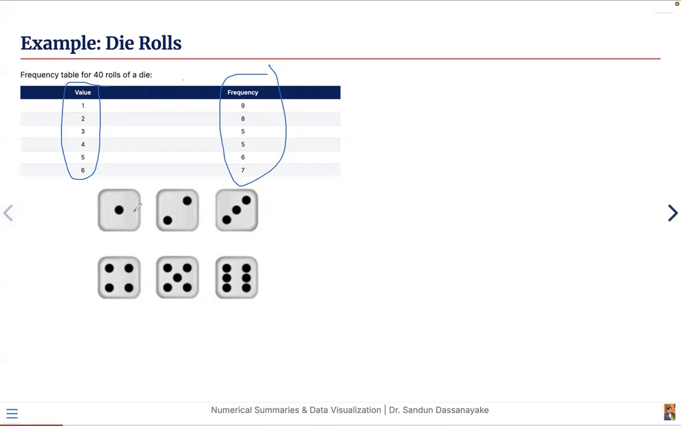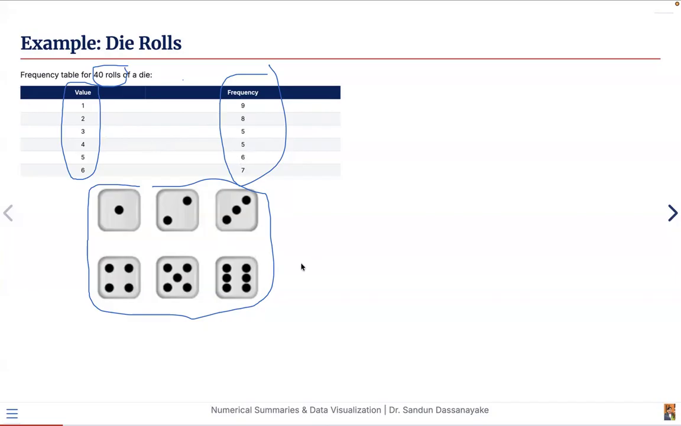The idea here is you roll a die. We have a six-sided die and each side has an equal probability. We'll talk about probability later, but we know from our childhood that you have six sides and each side has a value, and because of that, we can only see values from 1 to 6. But when you throw this die 40 times, that's what 40 rolls mean, and then observe the frequencies, you tend to see the value 1 nine times, the value 2 eight times, and so on. That is what the frequency is.